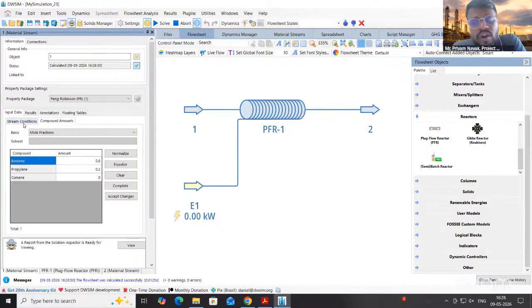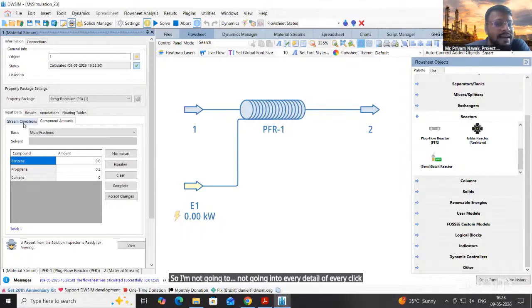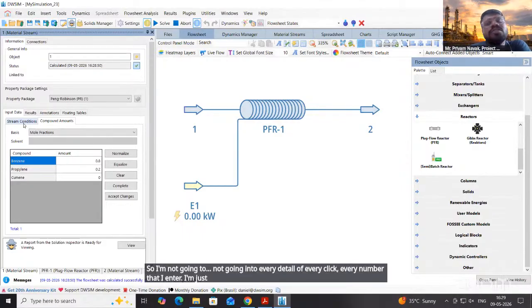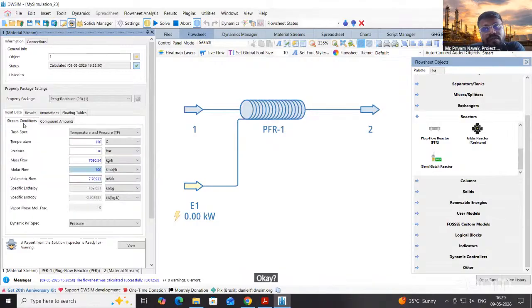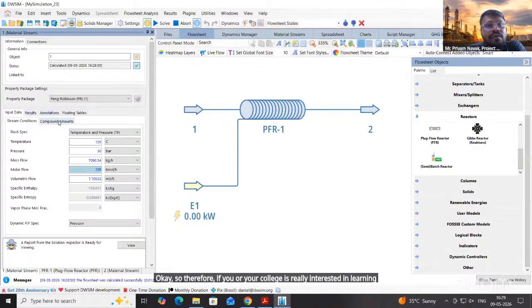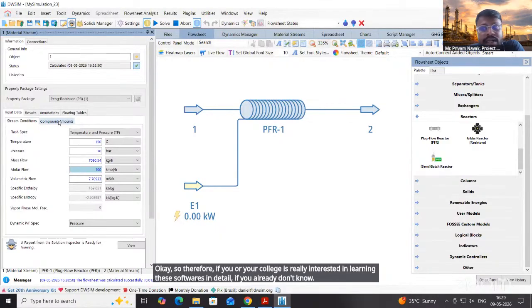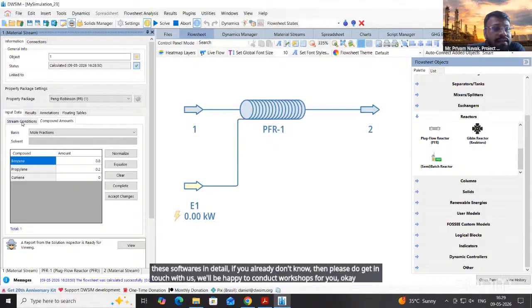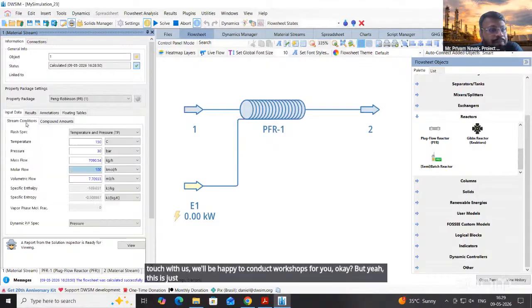I'm not going into every detail of every click, every number that I enter. I'm just giving you a brief demo because it's not possible to teach you how to simulate the whole PFR here, but rather to give you a feel of how these things are done. So if you or your college is really interested in learning these softwares in detail, please do get in touch with us. We'll be happy to conduct workshops for you. But this is just a demo session.